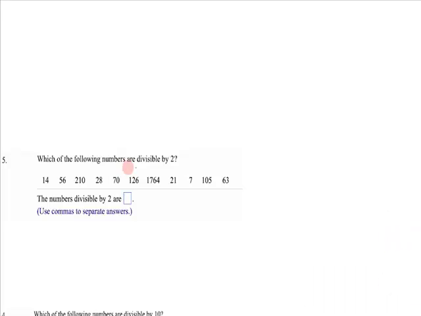Okay, the next one is divisibility by 2. Once again, if it ends in an even number, it's divisible by 2. So 14, yes. 56, yes. 210, 0 is even, so yes. 8, yes. 0, yes. 6, yes. 4, yes. 21, no. 7, no. 105, no. 63, no. So these numbers are divisible by 2.